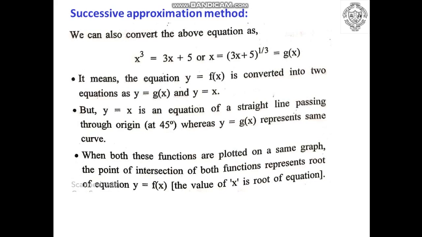So in the successive approximation method, it is assumed that you are rotating your equation or its representation by 45 degrees, and the intersection of both functions will give you the root of the equation. You will be able to understand this particular concept using a graphical representation, which I am going to explain in the next slide.